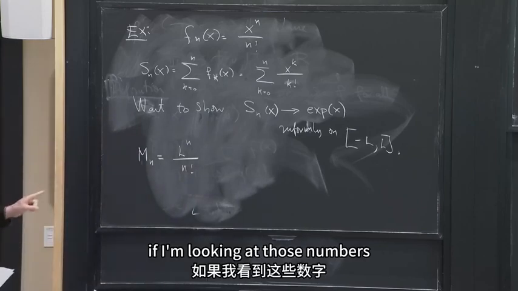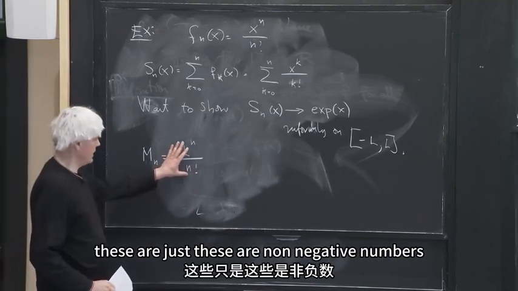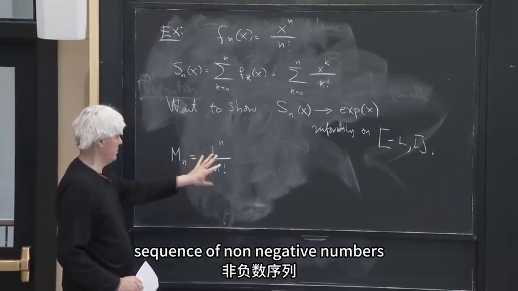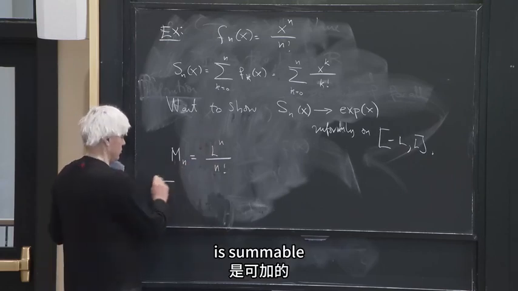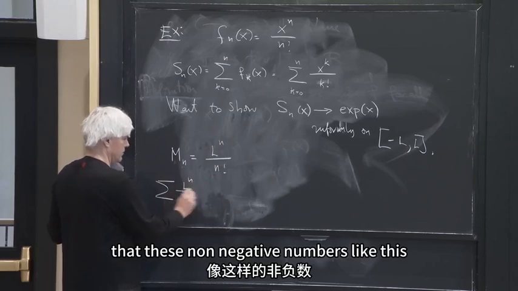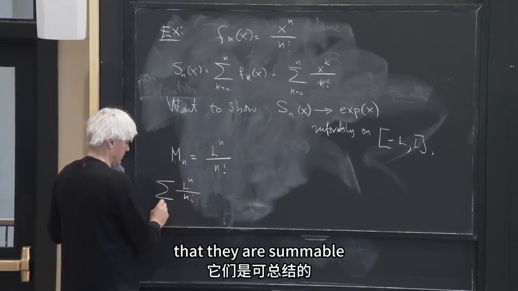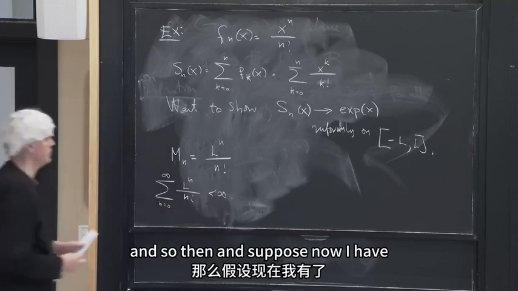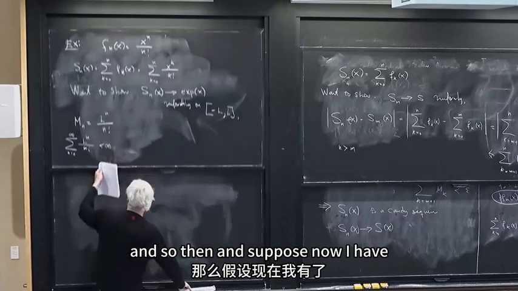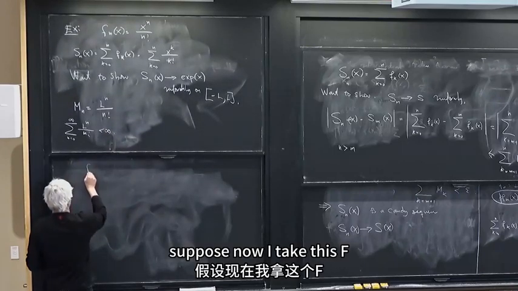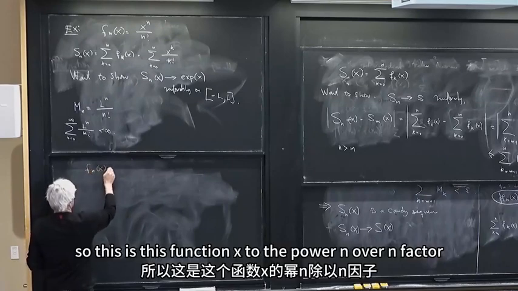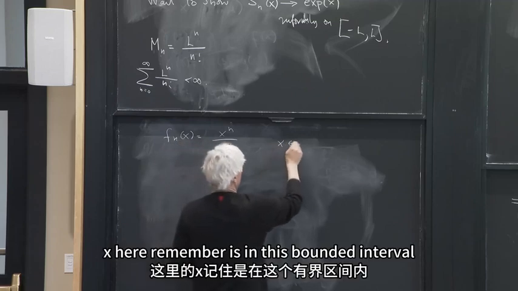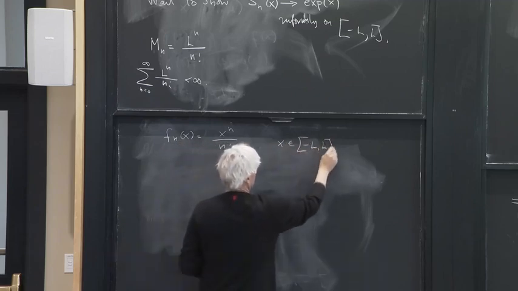If I'm looking at those numbers, these are non-negative numbers, right? And we already know that this sequence of non-negative numbers is summable. And so now suppose I take these fn of x. So this is the function x to the power n over n factorial. x here, remember, is in this bounded interval.